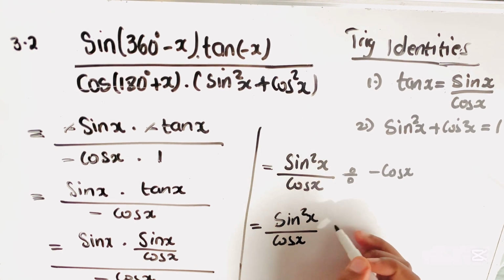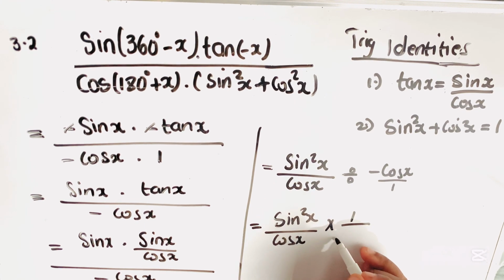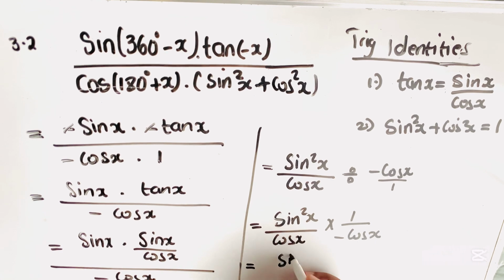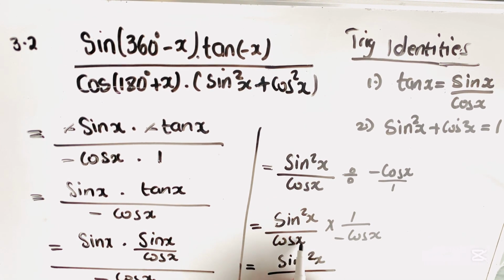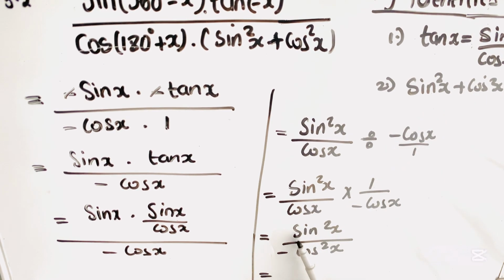Change the division sign to multiplication. This is over 1 that is invisible. Then the reciprocal will be 1 over negative cos x. Sine squared x times 1 will be sine squared x. Cos x multiplied by negative cos x is the same as negative cos squared x. With the tan x being the identity of sine x over cos x, now we have sine squared x over cos squared x. So this is still the tan, but now the tan is squared. So the final answer will be negative tan squared x.